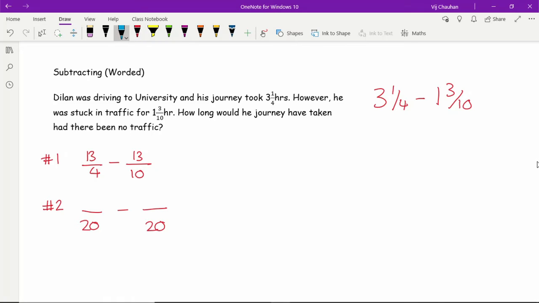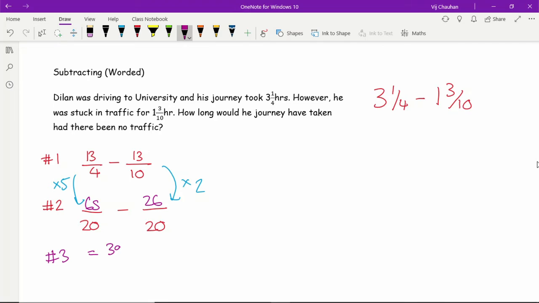So for this, what we then need to do is multiply this by 5, and this, we've multiplied it by 2. And we then need to work that out. So I'm going to do 13 times 5, which is 65. And 13 times 2, which is 26. So for step 3, I just need to take away 65 minus 26, which gives me an answer of 39.